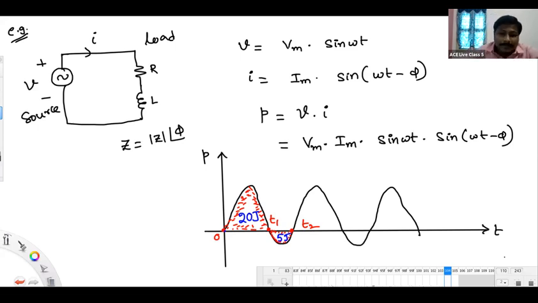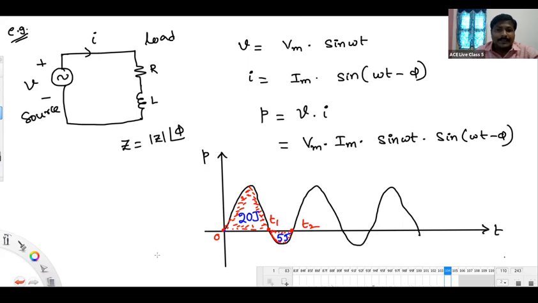From T1 to T2, what's happening? Energy is negative, and moreover this number is 5 joules. It means from load to source, we have 5 joules of energy flowing back.